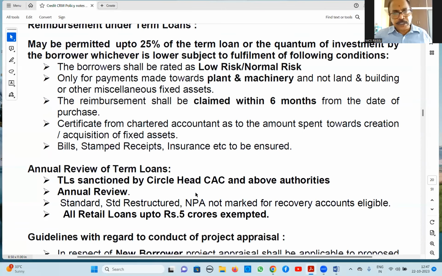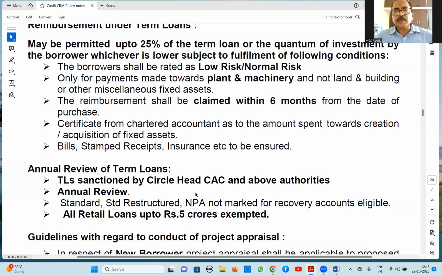Reimbursement under term loans. This is another recalled question. Reimbursement under term loans is normally permitted up to a maximum of 25% of the loan quantum or the investment of the borrower in plant and machinery, not investment in others. The maximum quantum is 25% of the loan or investment in plant and machinery.